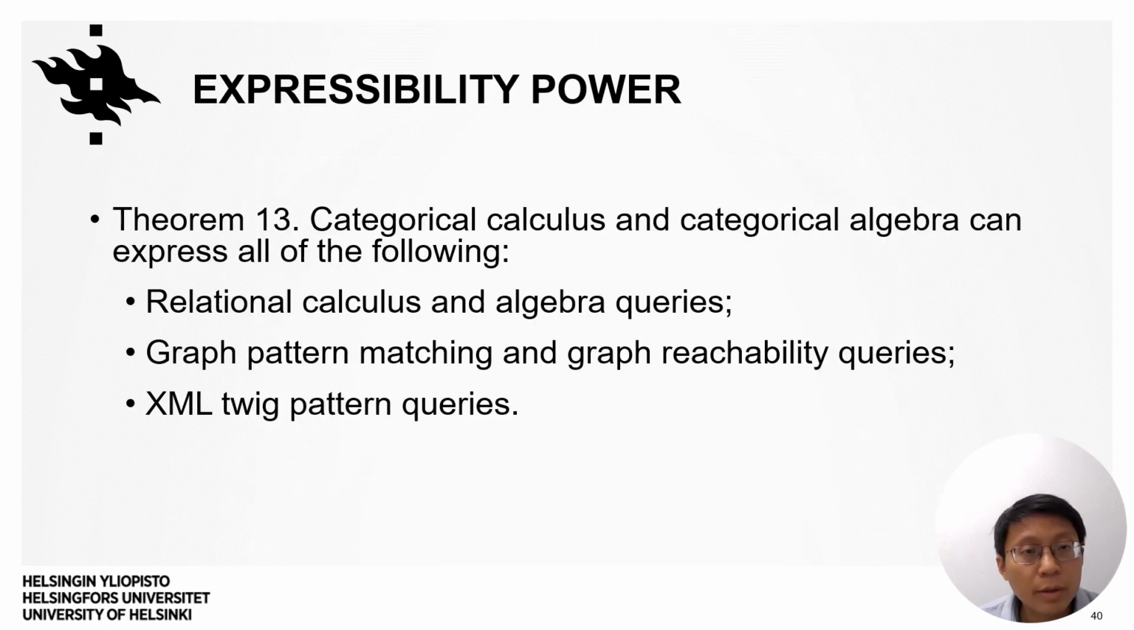Now I introduce the expressive power of the previous category algebra and categorical calculus. Category calculus and category algebra can express all the following queries, which include relational calculus and relational algebra queries. They also include graph pattern matching and graph reachability queries, because we define the reachability predicates. Finally, this can also be used to define XML tree pattern matching queries because we have the ancestor and parent-child relationships.